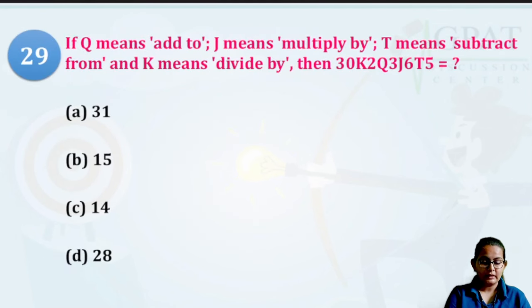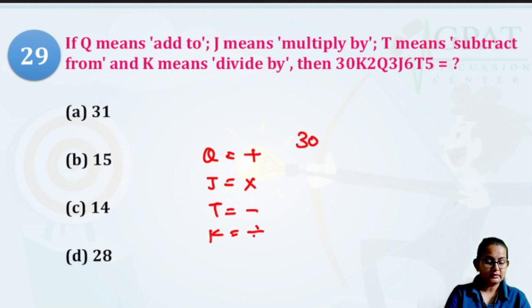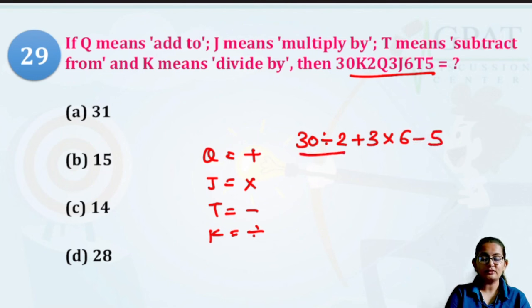Okay. Then question number 29. If Q means addition, J means multiplication, T means subtraction, K means division, then 30 K 2 Q 3 J 6 T 5. How can you solve this? Q means plus, J means multiplication, T is minus, K means division. According to BODMAS rule, first is division. So it would be 15 plus 3 into 6 minus 5.